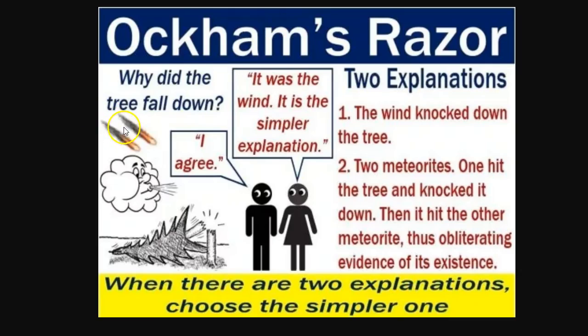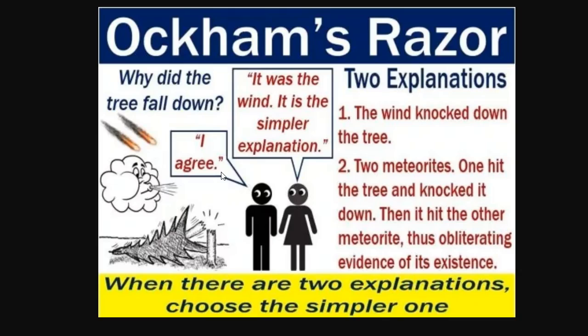We can look at this ridiculous example. It's a windy day, a tree falls down. You could say that the wind blew the tree down, or you could say this. There's two meteorites. One meteorite hit the tree. The second meteorite obliterated the first meteorite 1 second later, getting rid of all the evidence of that meteorite. Or you could get more ridiculous. Aliens in some invisible spacecraft knocked that tree down with their death ray.